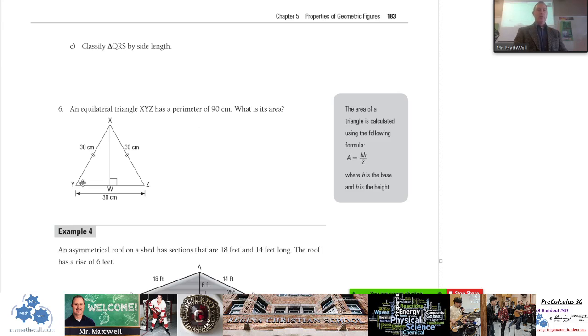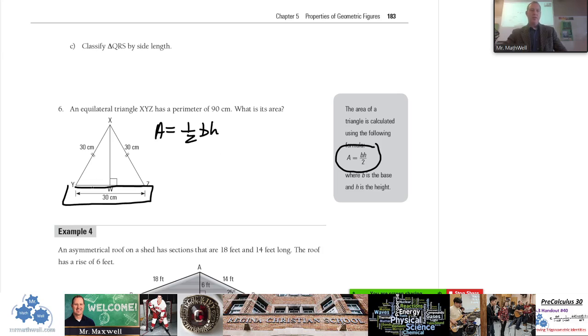So if we have this equilateral triangle right here and I want to know the area, well, area is 1/2 base times height. Or as you see over here, base times height divided by 2. That's exactly the same thing. The base would be right here, one of the sides. And the height would be the line that is perpendicular to that base. Now, we know what the base is, but we don't know what this is right now. It's not 30. Okay? So if I know what the base is, but I need to find this height, how do I go about doing that?